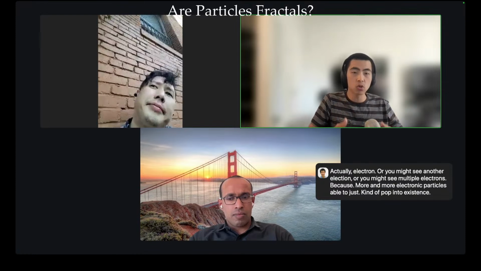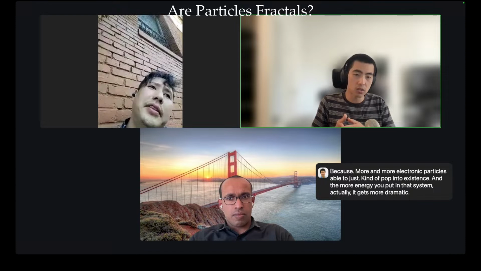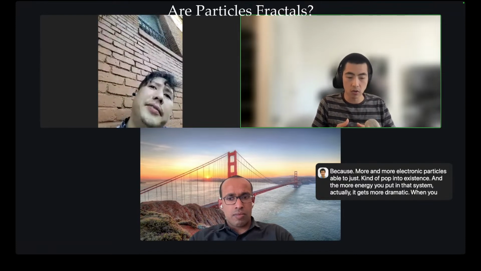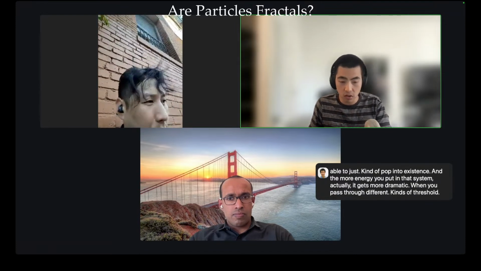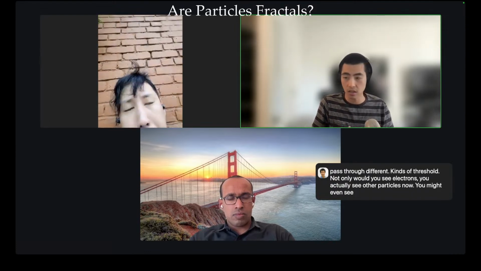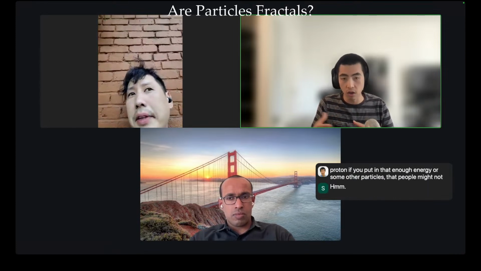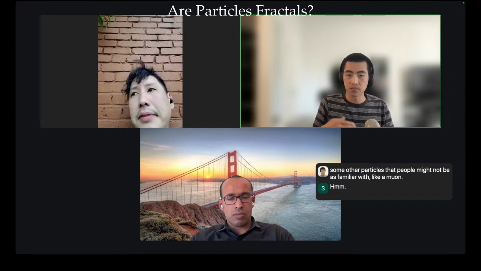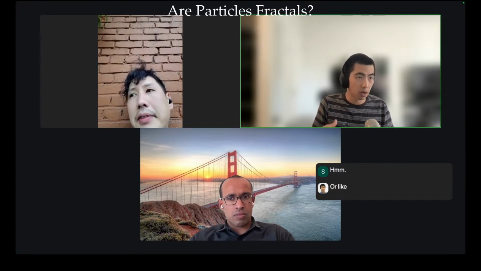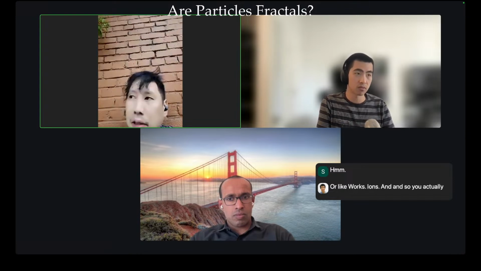And the more energy you put in that system, actually it gets more dramatic. When you pass through different kinds of thresholds, not only would you see electrons, you actually see other particles now. You might even see a proton if you put in enough energy, or some other particles that people might not be as familiar with, like a muon, or quarks, pions, and so you actually see a lot of stuff, potentially.